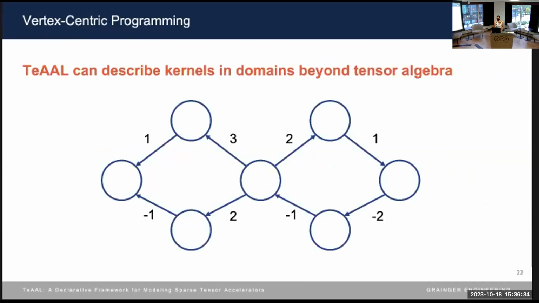To demonstrate TeAAL's generality, we modeled accelerators in a domain outside of tensor algebra. Vertex-centric programming is a unified paradigm for representing graph algorithms like breadth-first search, single-source shortest path, and PageRank. We use TeAAL to describe existing accelerators for this domain and propose our own optimization.